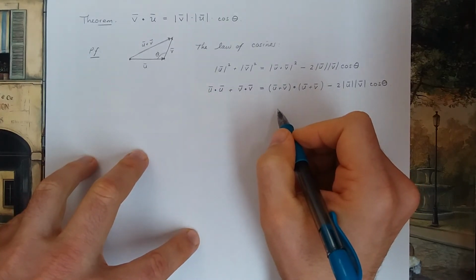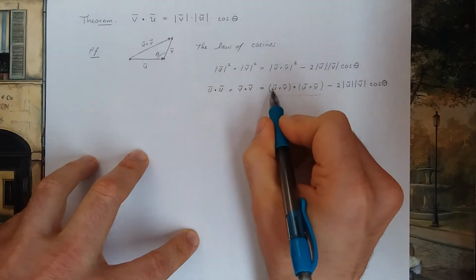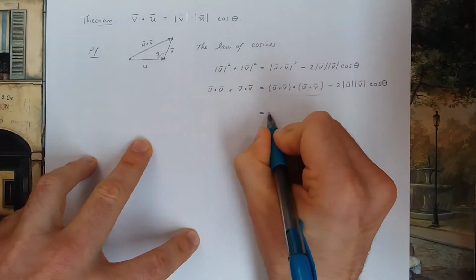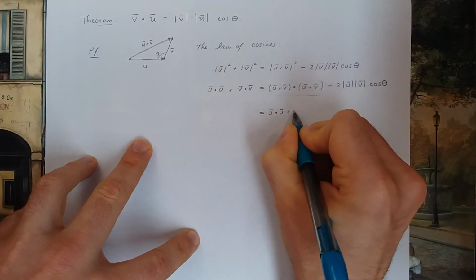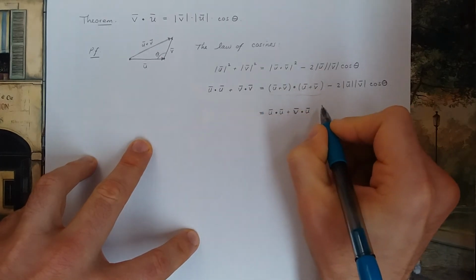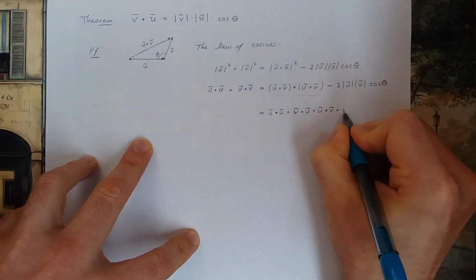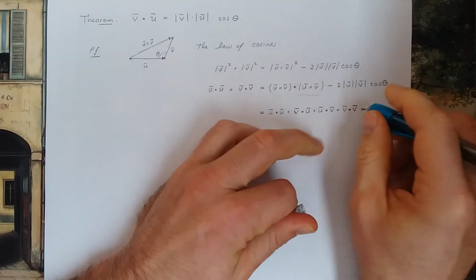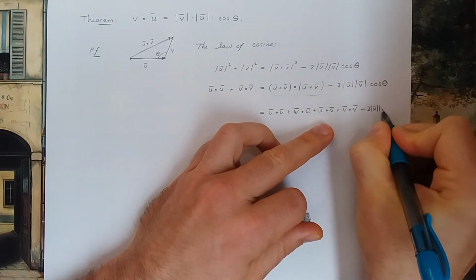Now I will distribute. I will treat this term just like regular multiplication and distribute. So over here, this becomes u dot u plus v dot u plus u dot v plus v dot v. So I just distributed everything, and that's still minus this extra term, minus 2, the length of u, the length of v cosine.